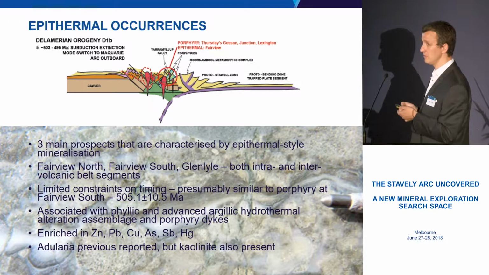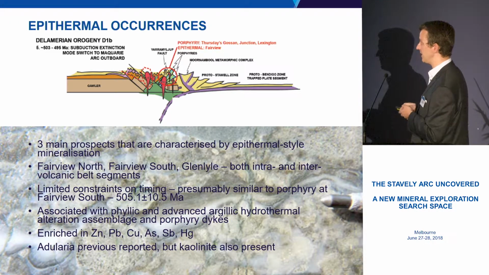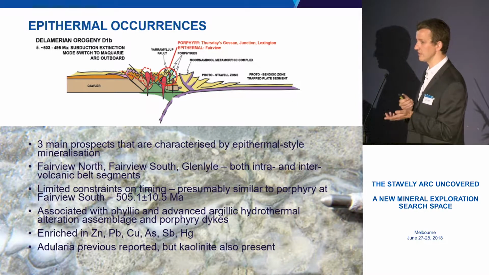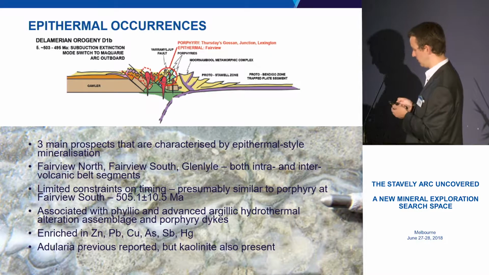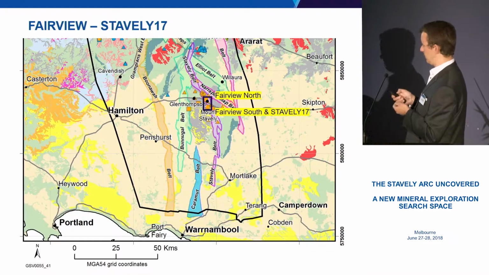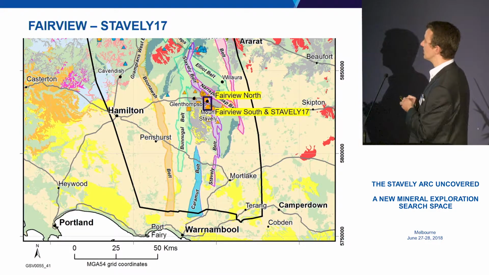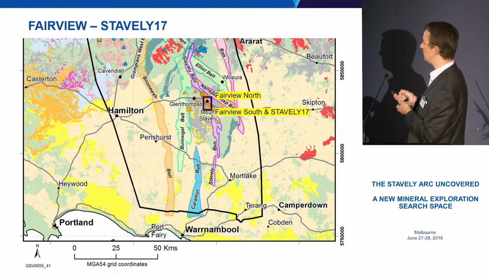Adularia has previously been reported at Stavely North. We haven't found any, but we did find a lot of kaolinite present, so it's currently undetermined whether these are low sulphidation or high sulphidation. So we've just gone a little bit south here from Thursday's GOSSAN, and we see the Fairview North, Fairview South, and that's where the Stavely 17 strat drill hole was drilled as well.